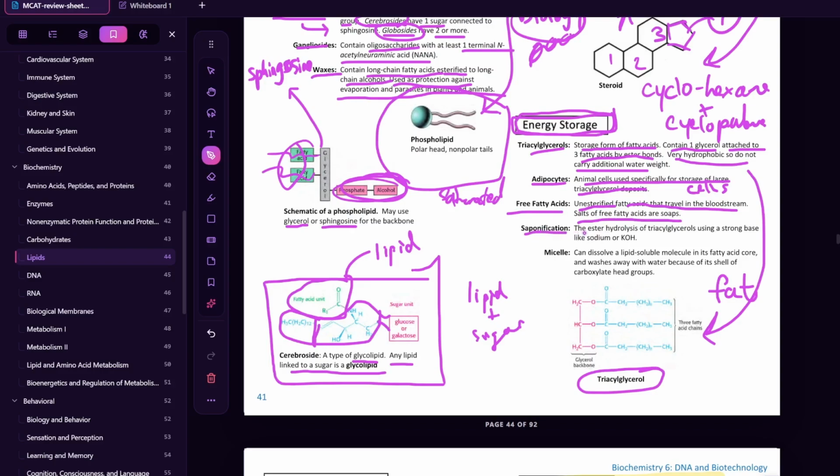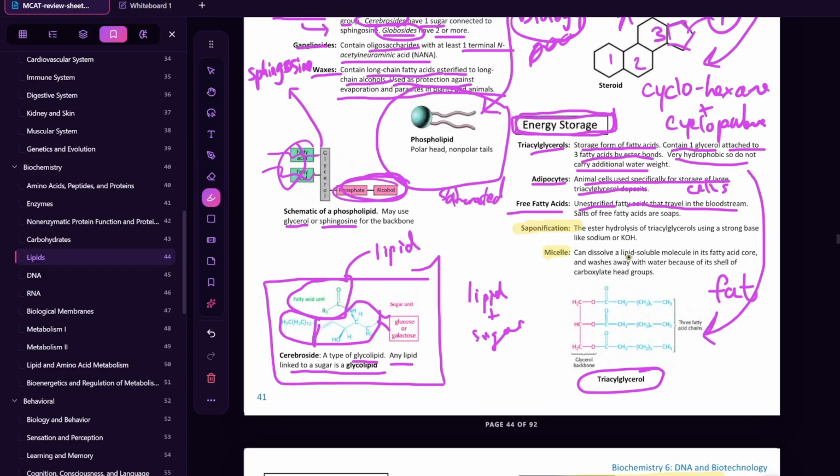Saponification. So how is soap made? The ester hydrolysis of triacylglycerols using a strong base like NaOH or KOH. So you can make salt via the process of saponification. So saponification is a chemical reaction where fats or oils, triglycerides, react with a strong base to produce glycerol and fatty acid metal salts, which is commonly known as soap. So that's how we get our soap. How is soap made, right?